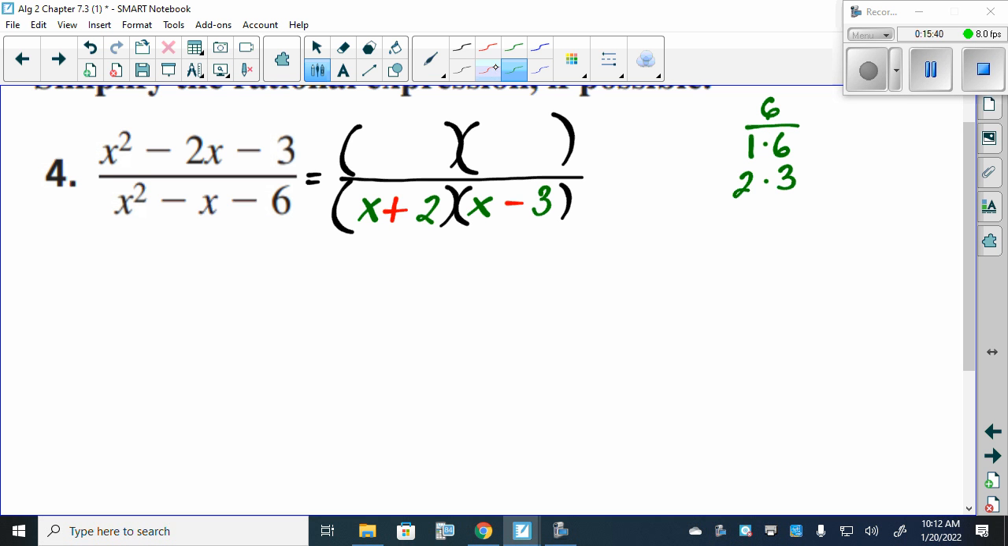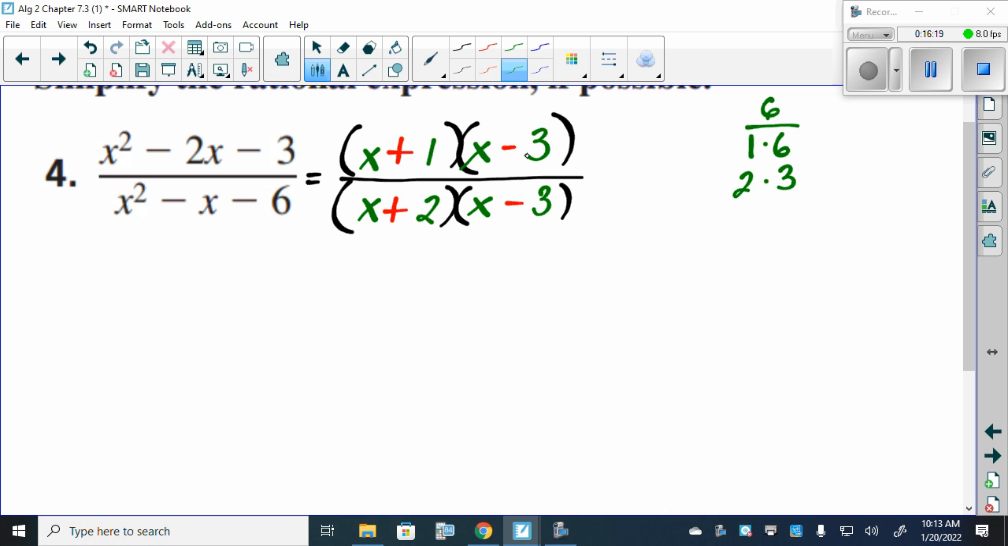Now we need to factor the numerator. Since the third term is negative, our signs are opposite. One's going to be positive and one's going to be negative. The factors of x squared are x and x, and the factors of 3 are 1 and 3. There's only one set of factors, so the 1 is going to be positive and the 3 negative, because the only way we can have something in common on top and bottom is if one of those is x minus 3.